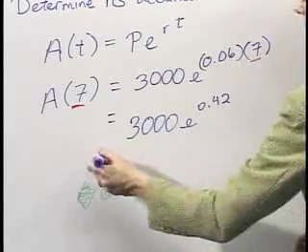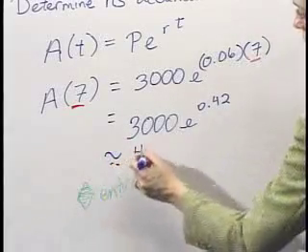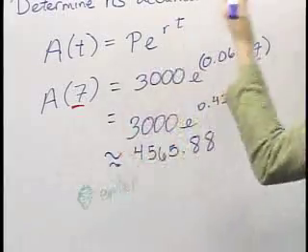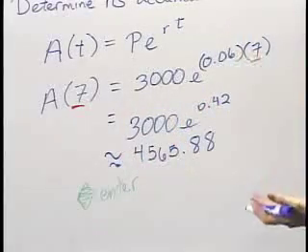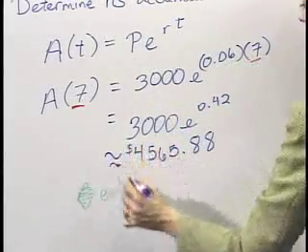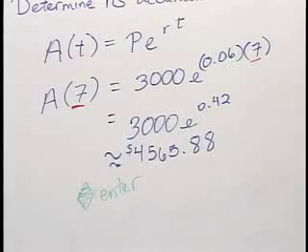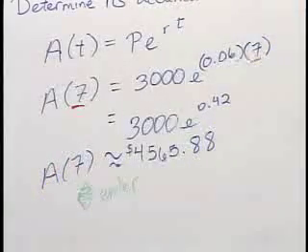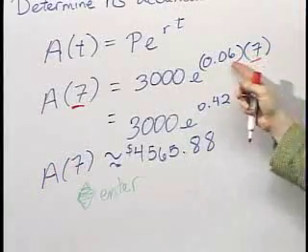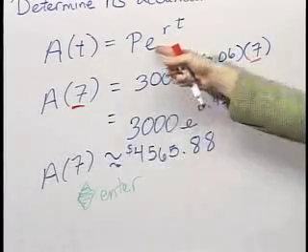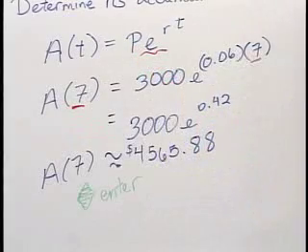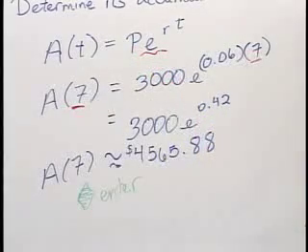And it's approximately equal to $4,565.88. Now, it was $3,000. We are assuming US dollars unless they say otherwise. So this is US dollars. $4,565.88 is how much has accumulated in the account after 7 years with an interest rate of 6% annual interest compounded continuously. Compounded continuously is what tells us to choose the PERT formula, Pe to the RT, as opposed to the other one we've been using, P times 1 plus r over n to the nt.